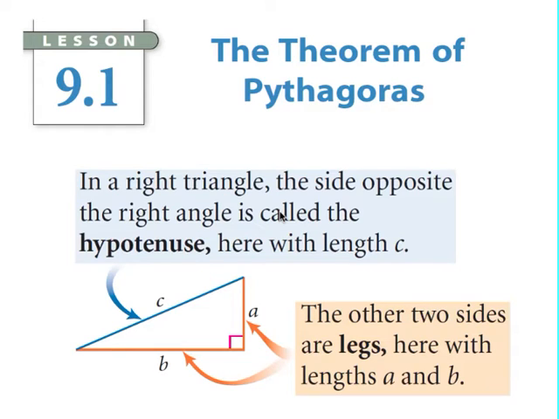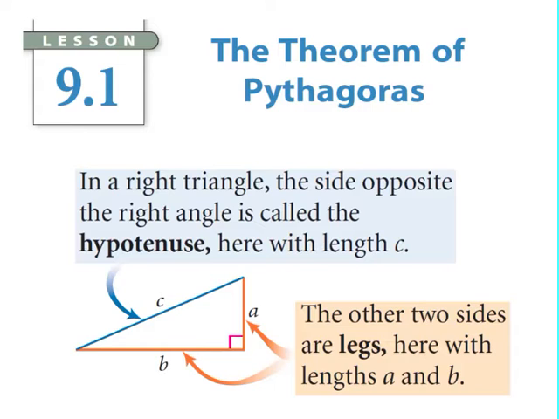Pythagorean theorem. So a little bit about the Pythagorean theorem. It only works with right triangles. And so here we have some terms that you need to be aware of. In a right triangle, the side opposite the right angle is called the hypotenuse. We call that side C. The hypotenuse always corresponds to side C.